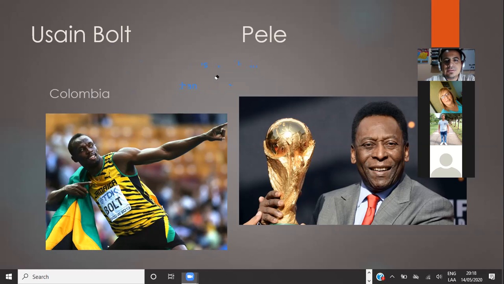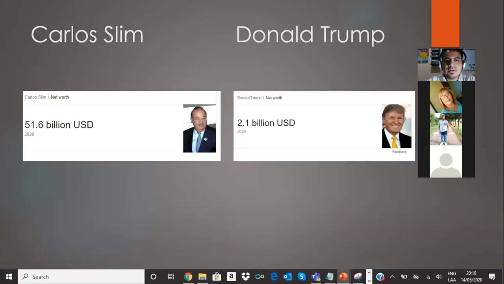Richer. Ayúdeme, quería, por ejemplo, Usain Bolt is taller, es más alto. Is taller. Very good. 100% correct. Usain Bolt is taller than Pelé. Very good, very good. And also Pelé is older than Usain Bolt. He's faster. Usain Bolt is faster than Pelé. Okay, excellent. What about these two people? Look at their money.